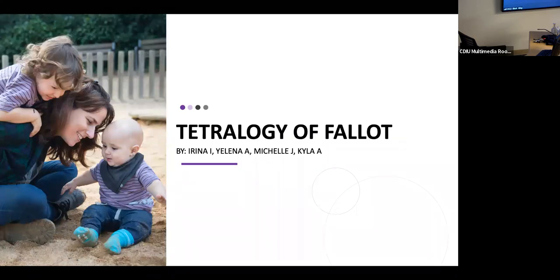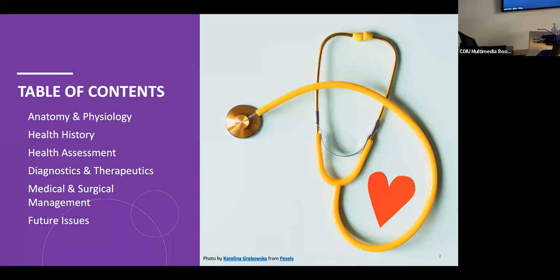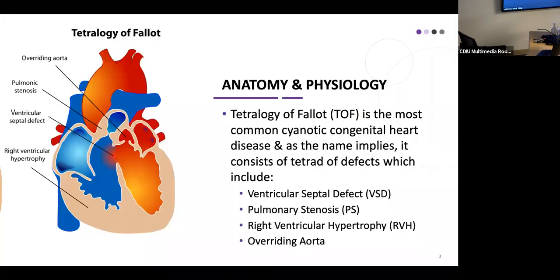So we'll just begin our presentation by going over, we're going to talk about anatomy and physiology, health history, health assessment, diagnostics and therapeutics, medical and surgical management, and future issues. So to start off, anatomy and physiology.